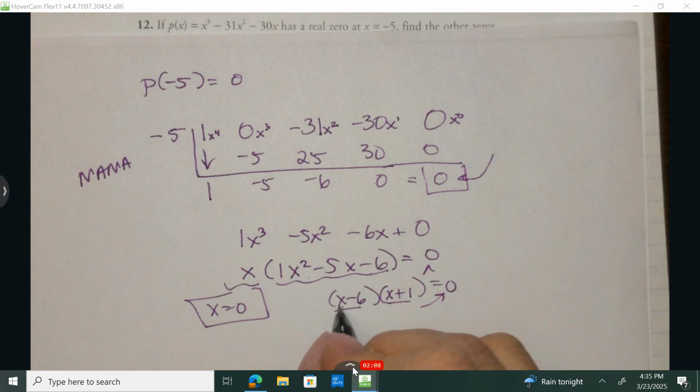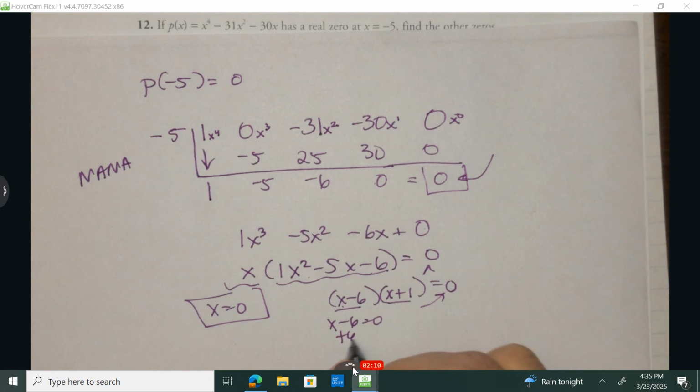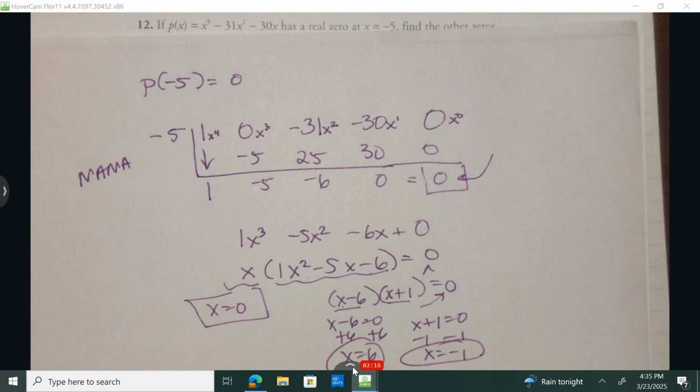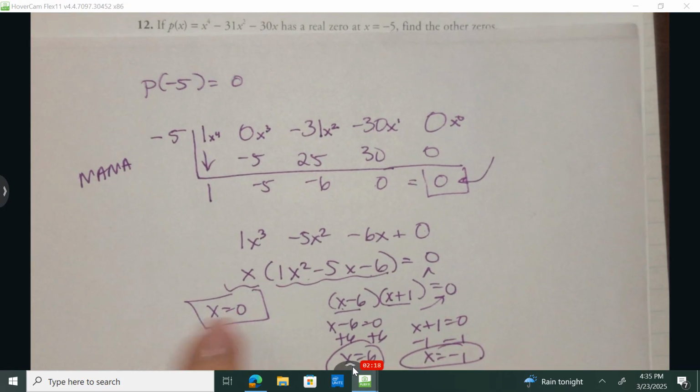So when I take this first factor, set it equal to 0. And by the way, on your AP test, yes, you have to show all of your work, even the simple work that seems time-consuming. So I believe these are the 4 solutions. X equals negative 5, x equals 0, 6, and negative 1.